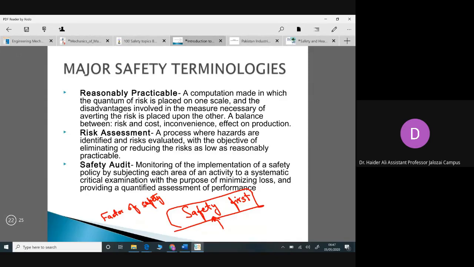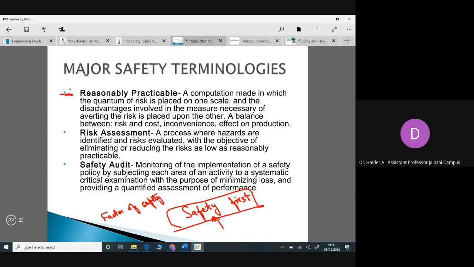If you're designing something that will be located in a remote area and it doesn't have higher costs associated with it, there is no human contact or very limited human contact, then yes, you can live with a lower factor of safety. So like I said, safety comes first, and therefore it is important for everyone to understand occupational health and safety.